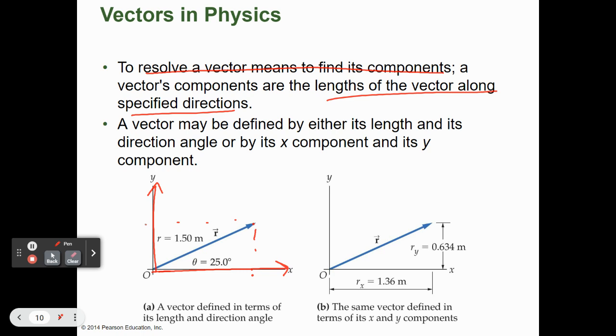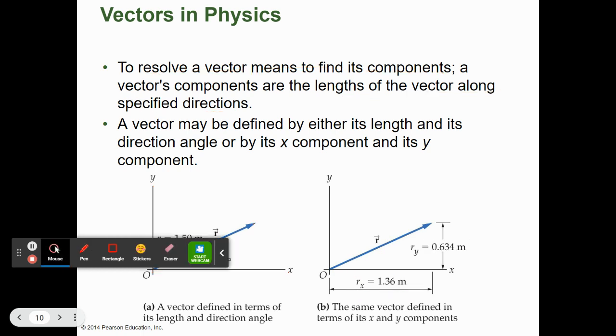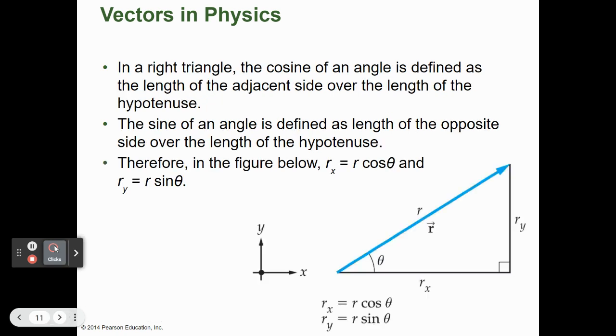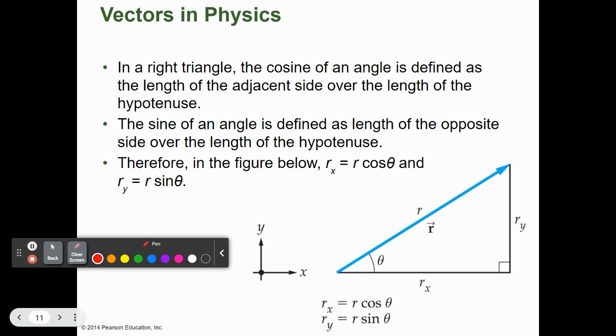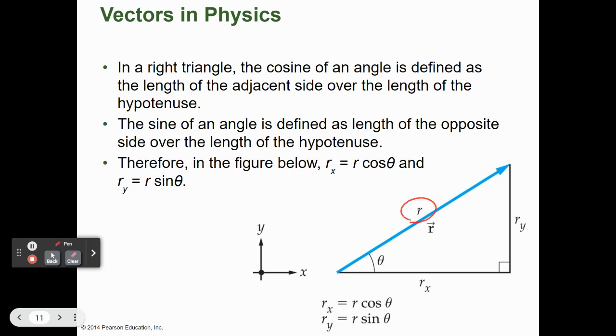So how far to the left or right do we go? How far up or down do we go? And that's how we resolve that vector. So if we want to find out what the resultant is, we are just going to use sine, cosine, and tangent and Pythagorean theorem to help us figure that out. Because we always resolve it into a right triangle for that reason.